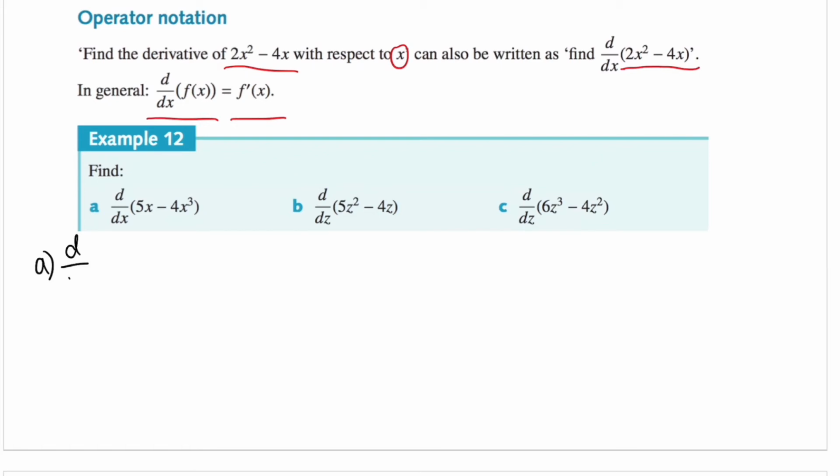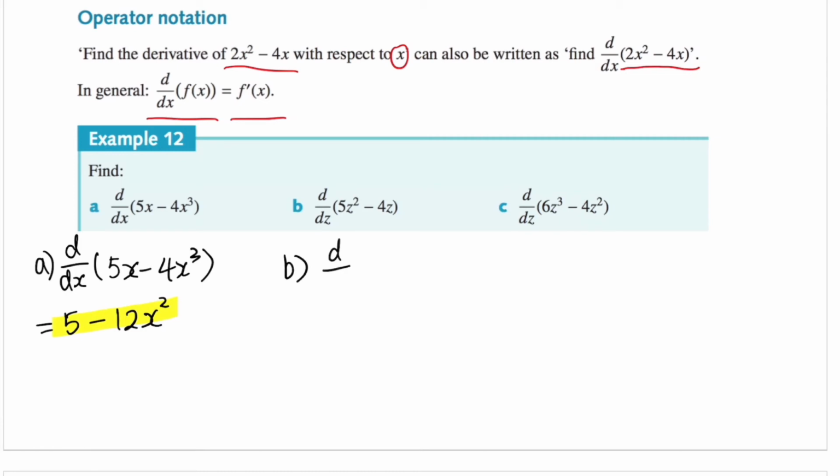So question A, d over dx of 5x minus 4x cubed. So we want to find the derivative of this function. So 5x becomes 5, and we bring down the 3 to multiply with the 4, becomes 12, and x to the power of 3 minus 1, which becomes 2. So we say that the derivative of 5x minus 4x cubed with respect to x is 5 minus 12x squared.